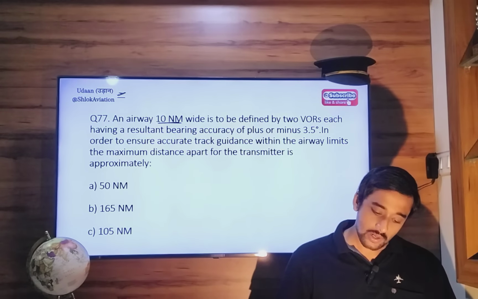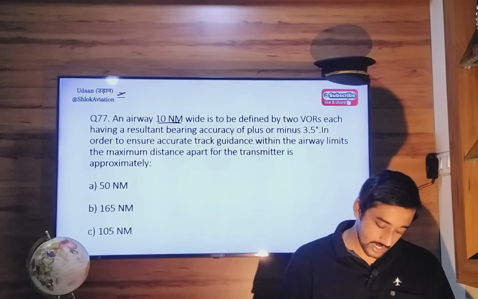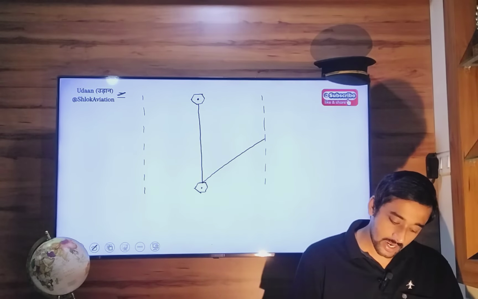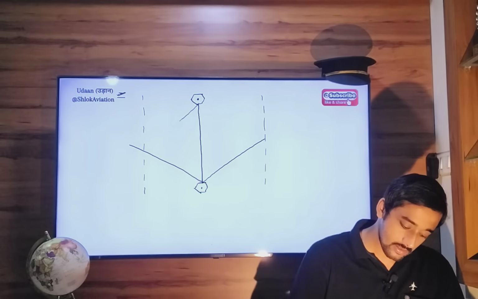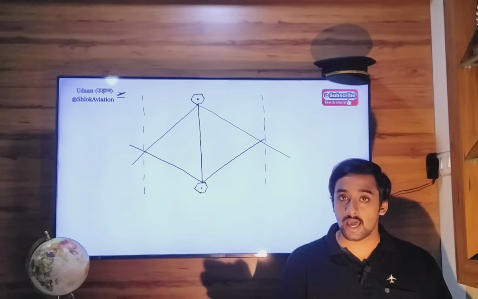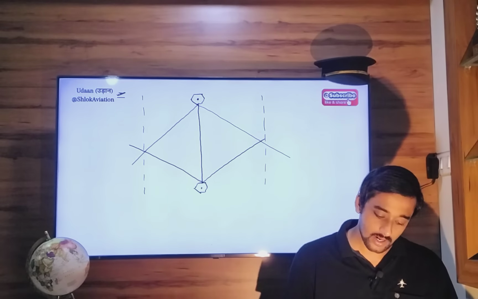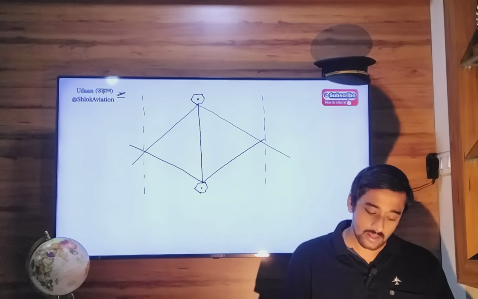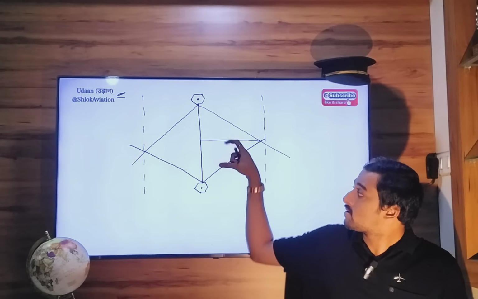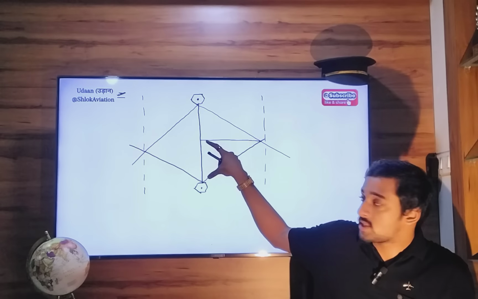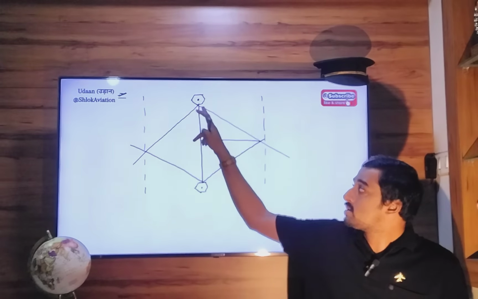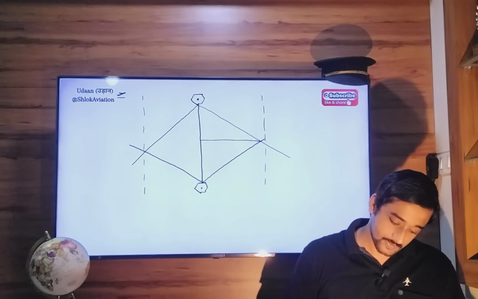Next, the bearing accuracy is plus or minus 3.5 degrees. Okay, so now we have a triangle in front of us. Let's join this. We will find this vertical distance. This distance will be equal to this distance, and then add both of them and you get the space between these two VORs.